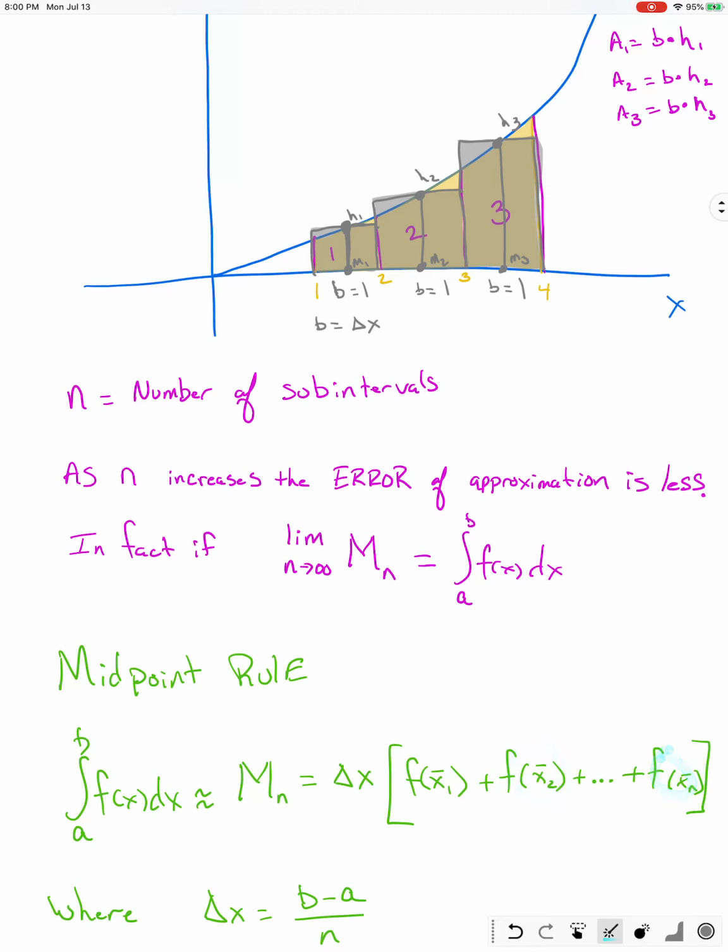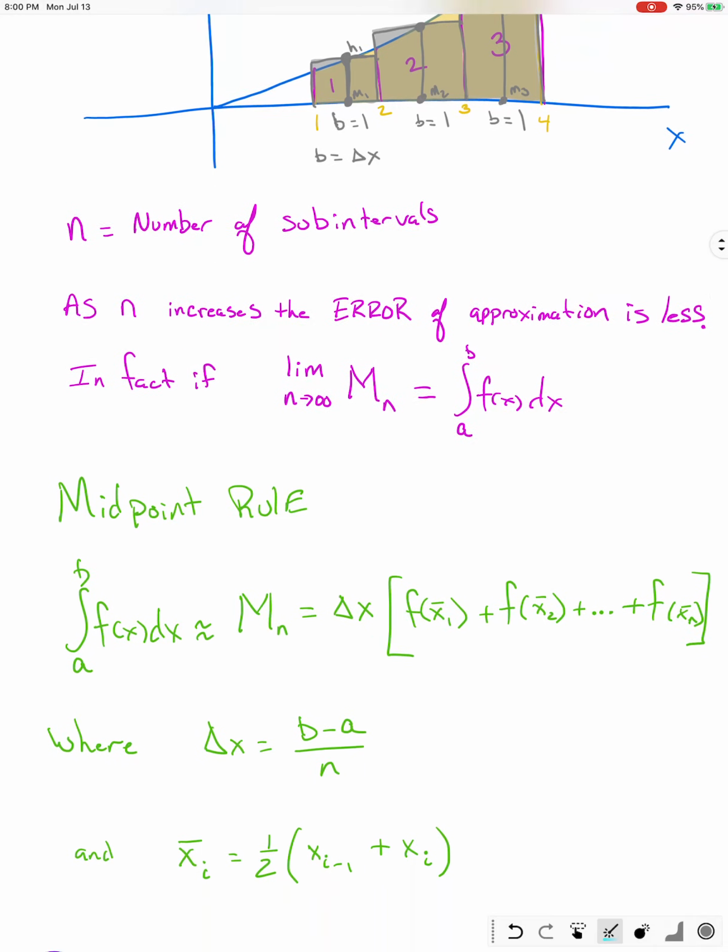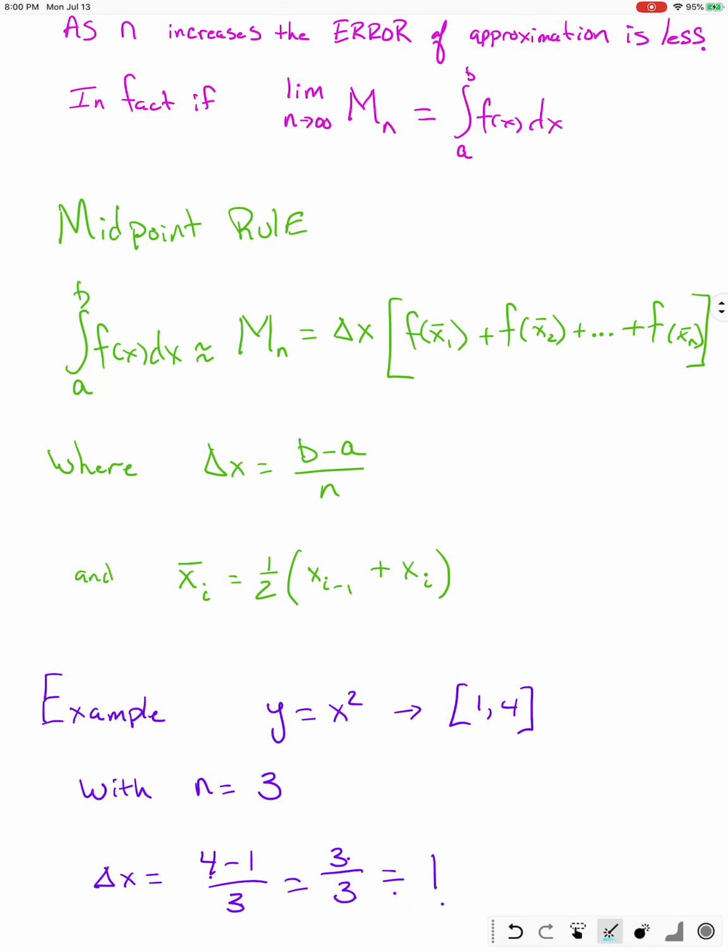So I could do it by distributing the delta x to each one, but algebraically it's much easier to sum up all the heights and then multiply by the base one time. So how do we find this delta x? Well, we take b minus a and divide it by the number of subintervals. That'll tell us the width.